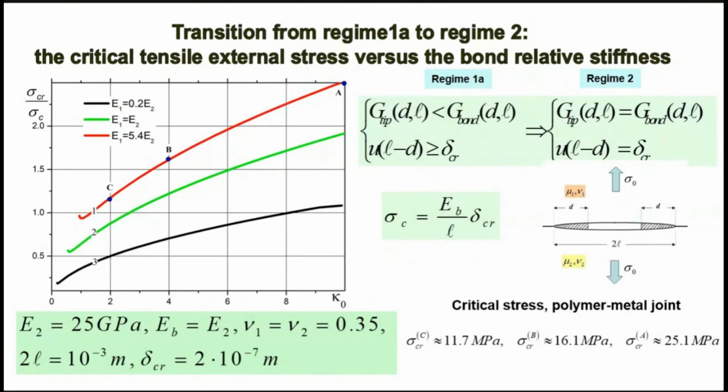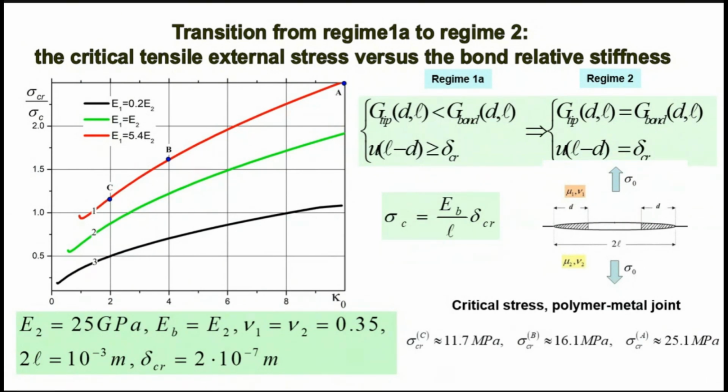Here we present the dependence of critical bond stress for transition from regime 1A to regime 2, quasi-static crack growth. We present critical tensile external stress depending on bond relative stiffness. Three types of material above and below the crack. Here we put the three sets of mechanical properties of material, with the dependence of critical external load corresponding to quasi-static crack growth on relative stiffness of bonds.